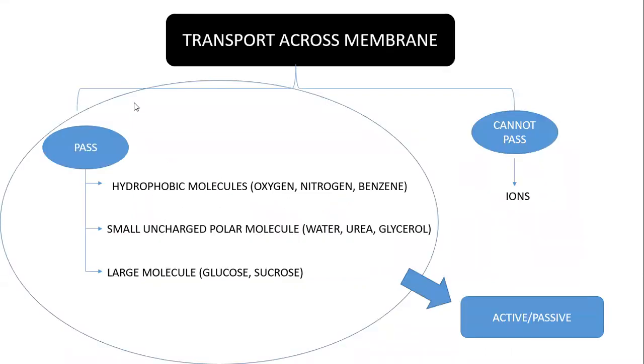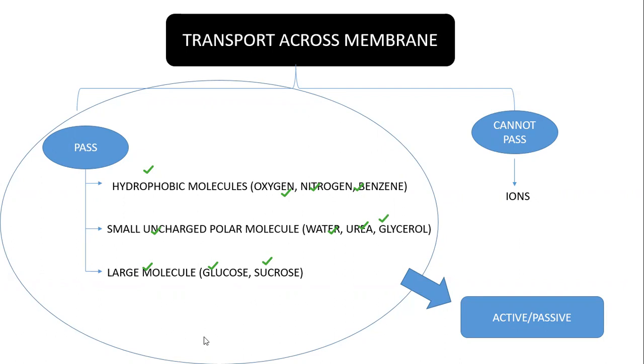Now here comes the main function of the plasma membrane: transport across the membrane. What type of molecules will it transport, or rather give permission to pass the lipid bilayer, or rather to pass the plasma membrane? It will give permission to some hydrophobic molecules like oxygen, nitrogen, benzene; some small uncharged polar molecules like water, urea, glycerol; and some large molecules like glucose and sucrose. It will give permission to these three categories of molecules to enter the plasma membrane.